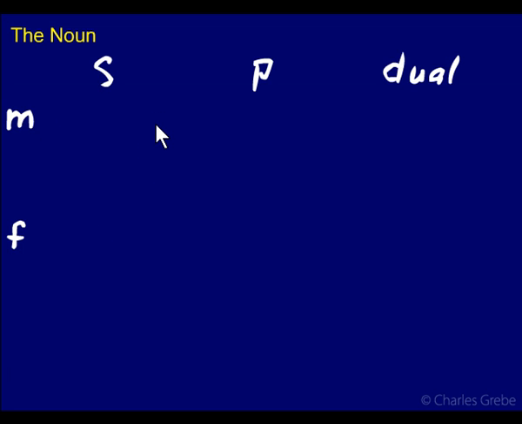Now let's take a look at what the paradigm is, the pattern. We use the word sus. Sus is horse in Hebrew, so sus the horse. The masculine singular form is the base form, and all these other ones will build on this. So sus has no ending. Let's look at the feminine.